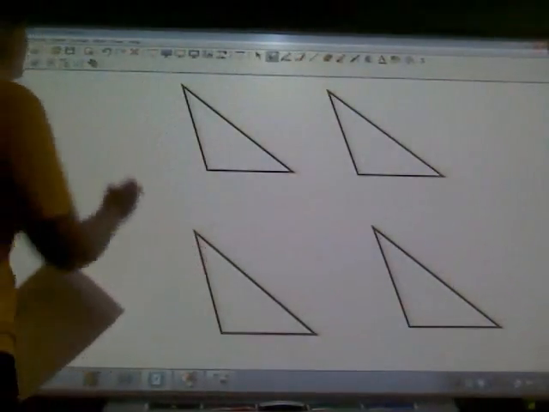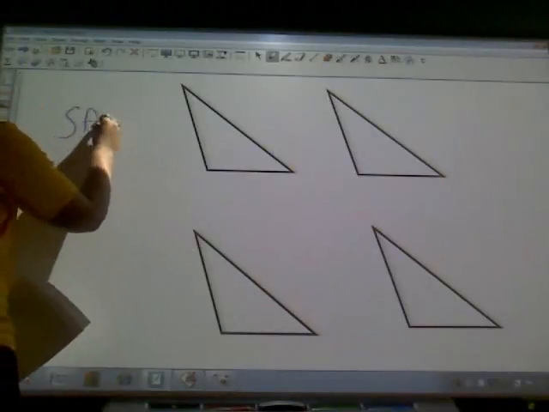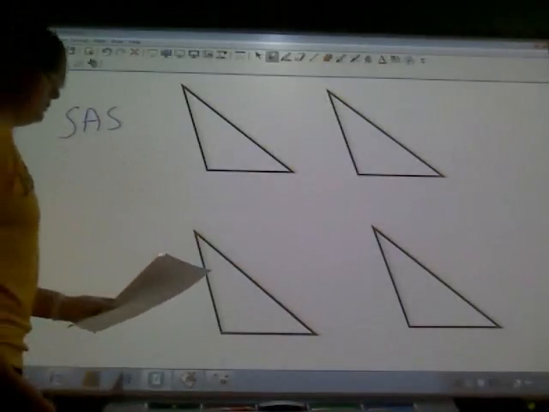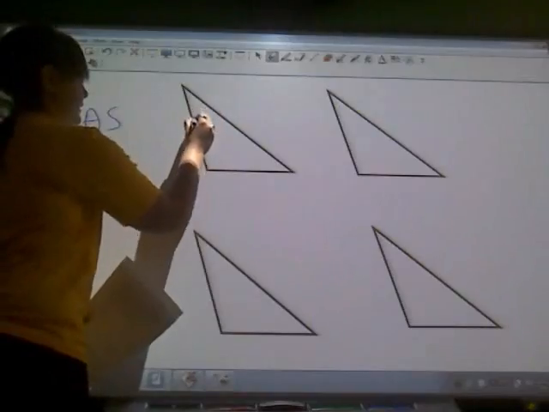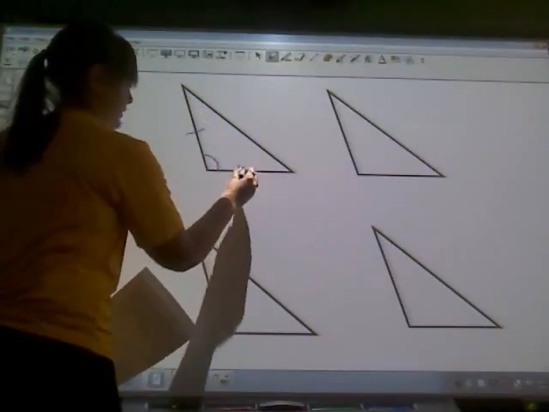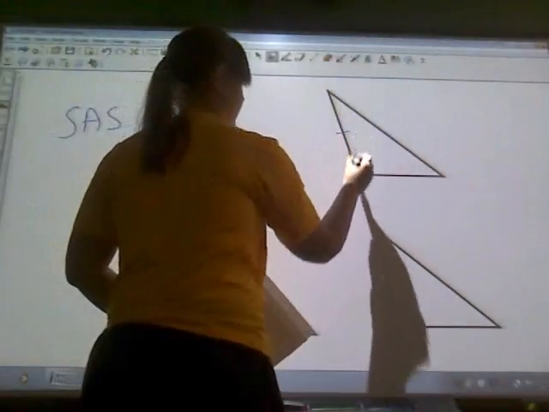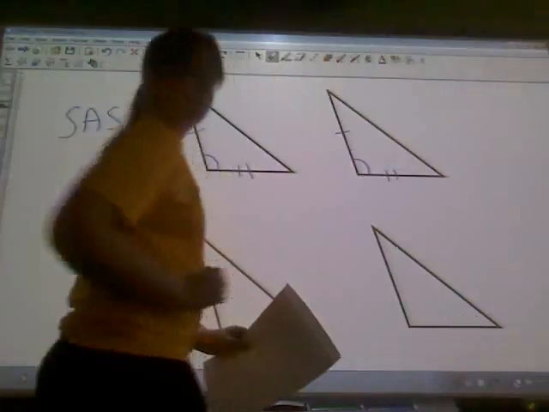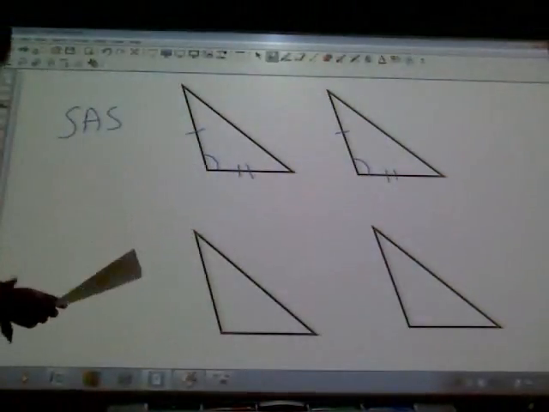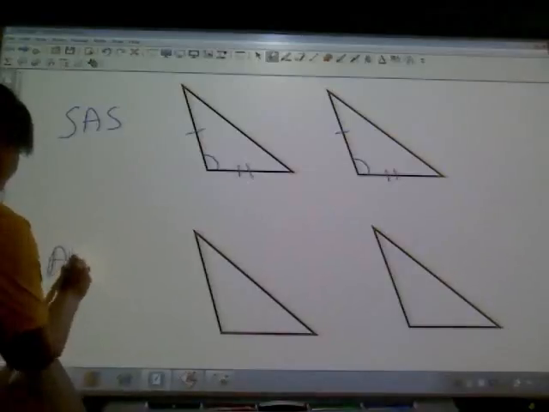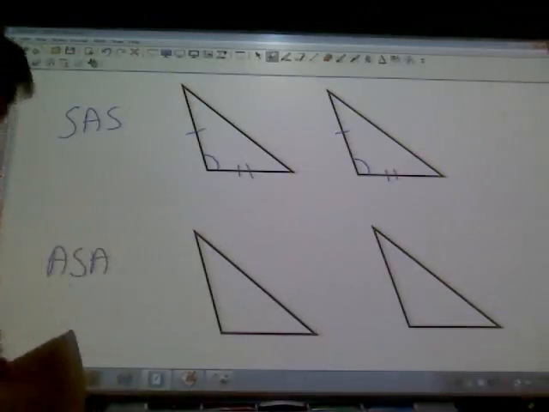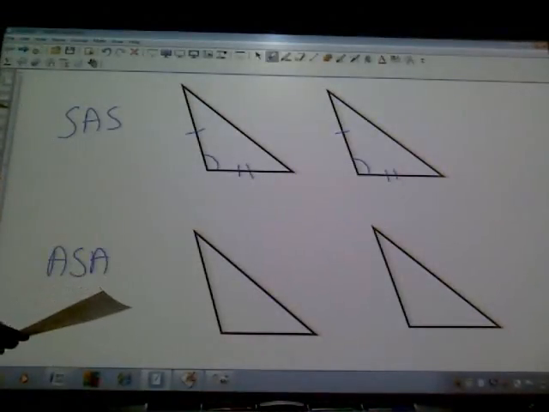First is side, angle, side. And drawn on a diagram it looks like this. Next is angle, side, angle. And that can be drawn like this.